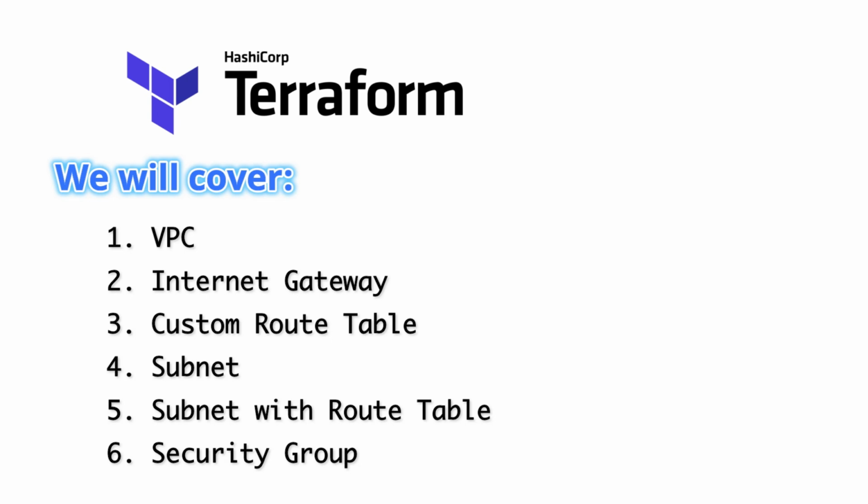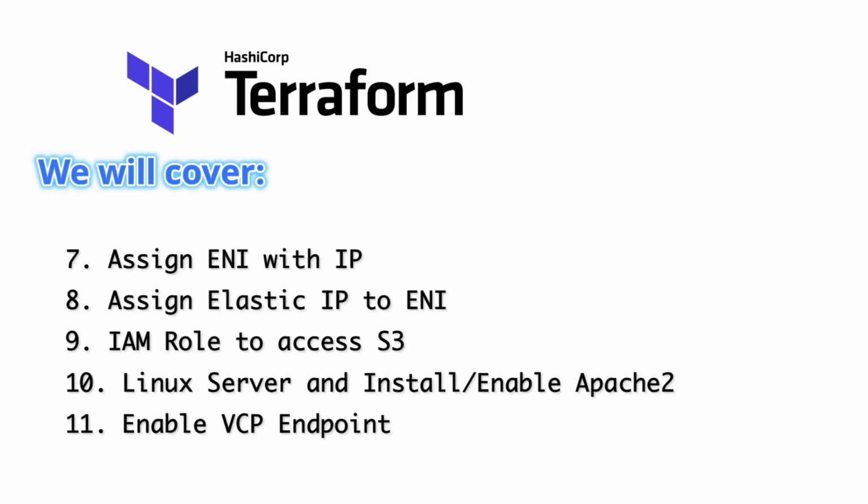At number 6, we will create a security group to allow ports 22, 80, and 443. At number 7, we will assign an ENI with an IP. At number 8, we will assign an elastic IP to the ENI. At number 9, we will create an IAM role to access S3. At number 10, we will create a Linux server and install and enable Apache on it. At the end, at point 11, we will enable a VPC endpoint.